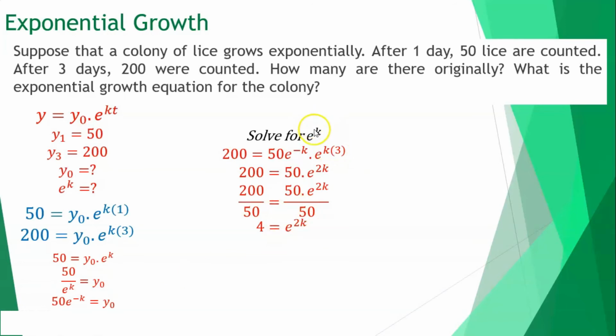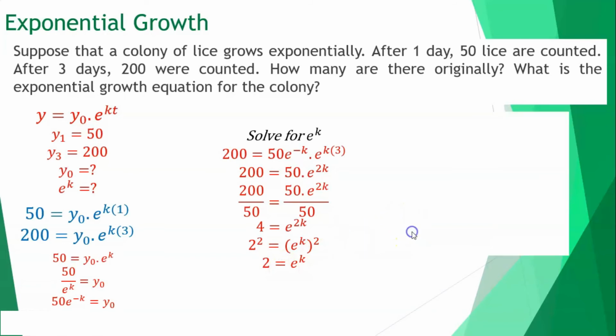Since we are only solving for k, let's raise this to 1/2, or we can rewrite this as e to the power of k, all to the power of 2. So we can also have this as 2 to the power of 2. Since our exponents here are equal, e to the power of k is equal to 2.